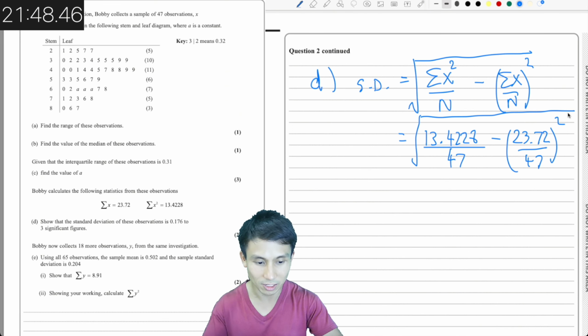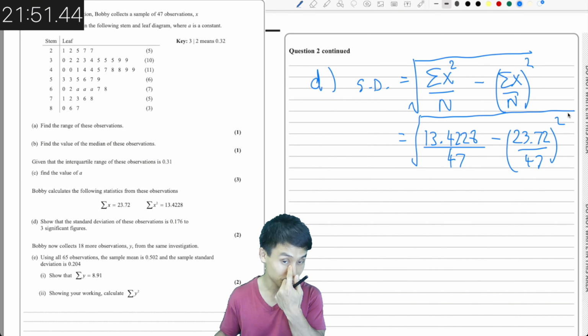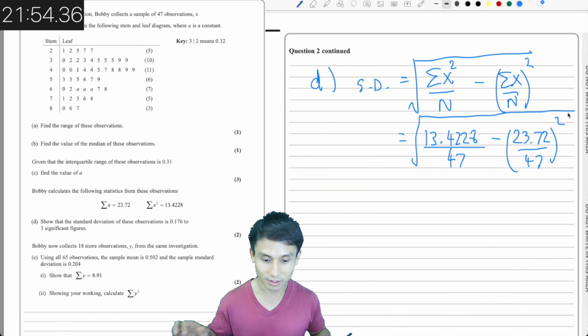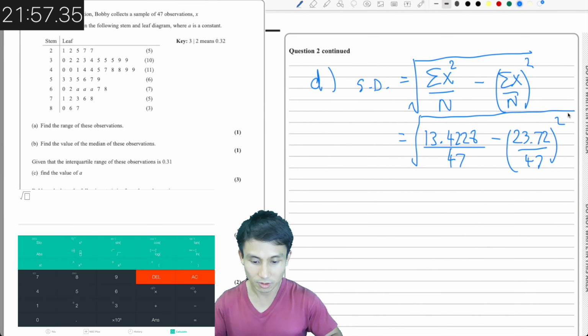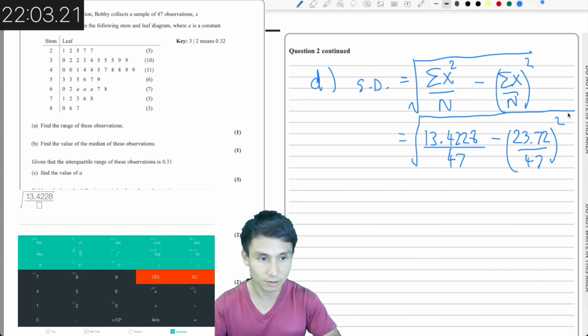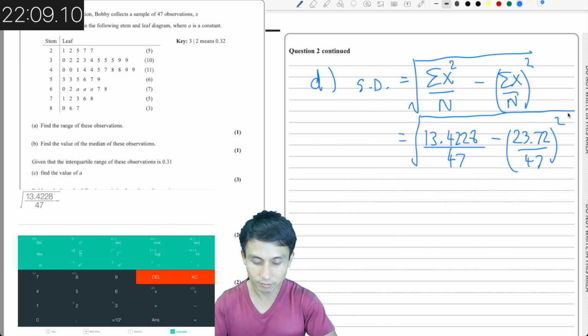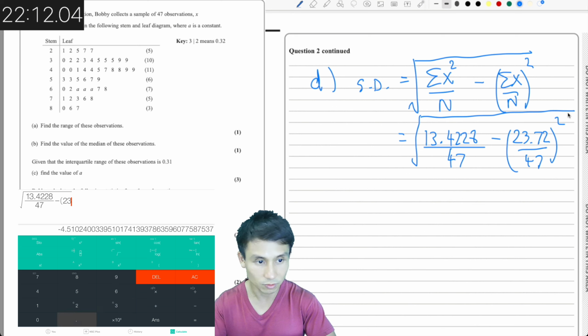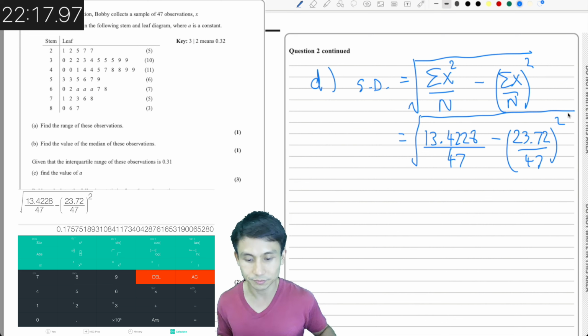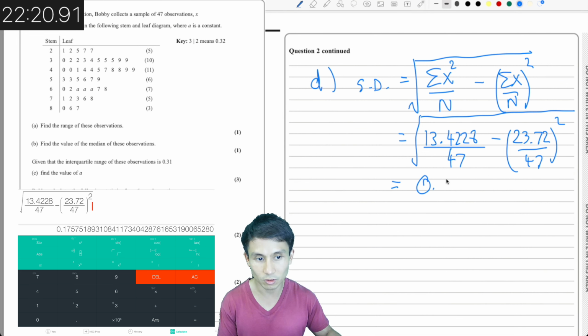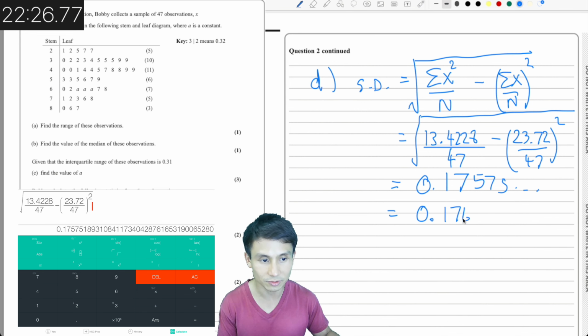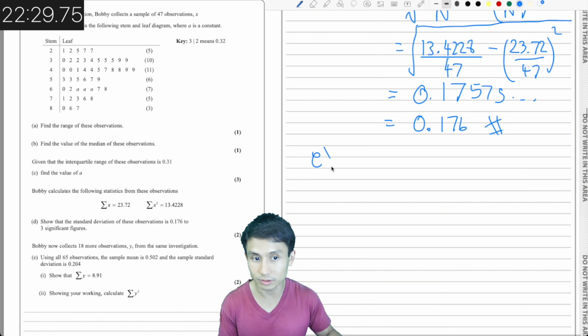I'm going to put it in the calculator, but let me record the calculator screen first. Here we go, the calculator. Fraction, 13.4228 divided by 47. I have to be careful with putting it in here. Minus the mean, which is 23.72 over 47 as well, but we have to square that. And that would be 0.17575 and so on. Putting it to three significant figures, it's that, as required.